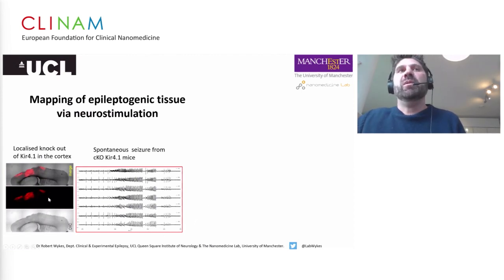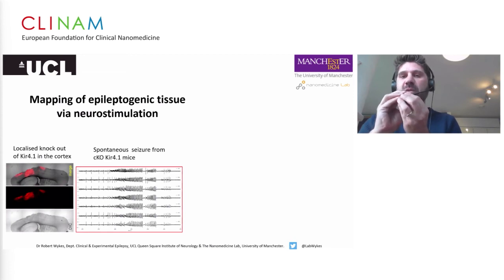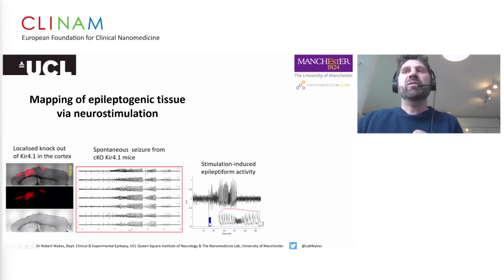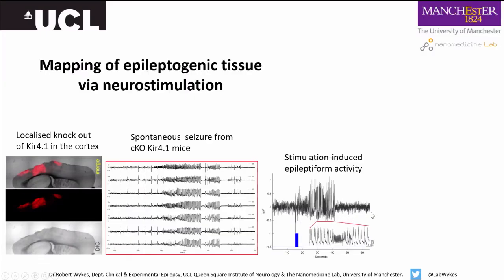So in this case, what we're able to do is use a viral vector technology on a conditional mouse to create an epileptic focus in the cortex. Shown here in red is where the seizures are going to start from. We know that these animals are having spontaneous seizures. And if we focally stimulate in that red area, we can trigger epileptiform discharges.